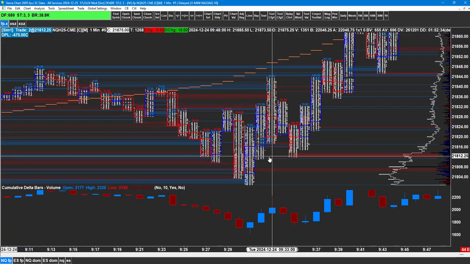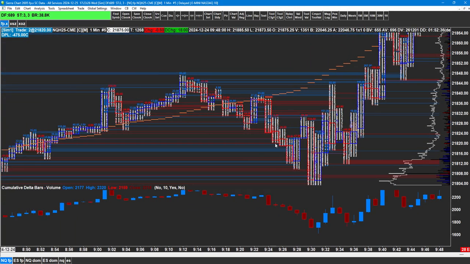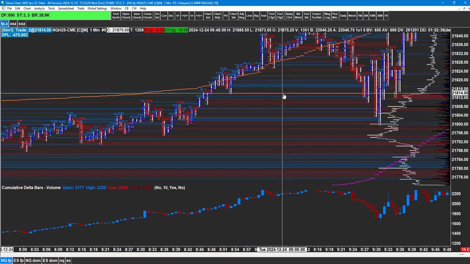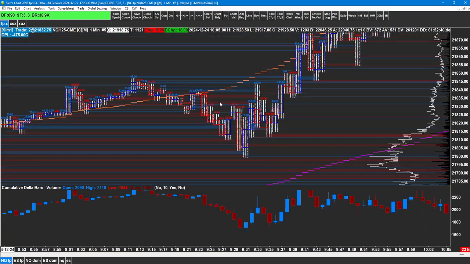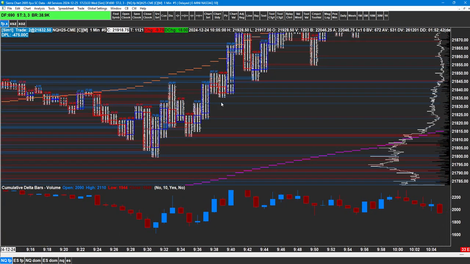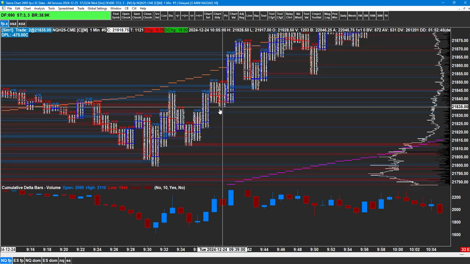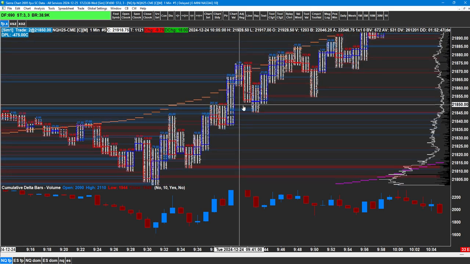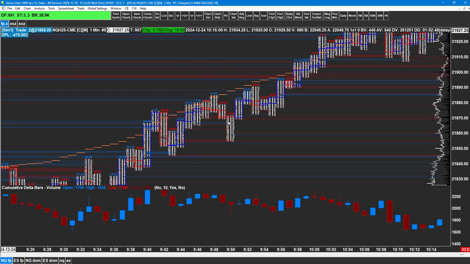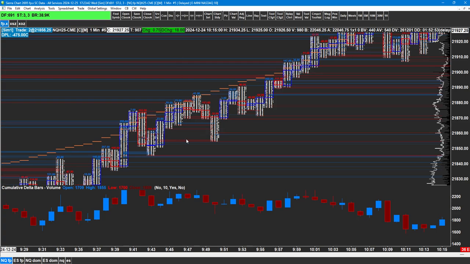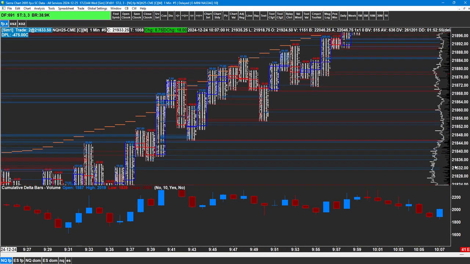In this video, I'm gonna go over CVD. And then I also need to make another video on footprint, because the other one isn't in depth. Here's an example of absorption, so we'll get to that.